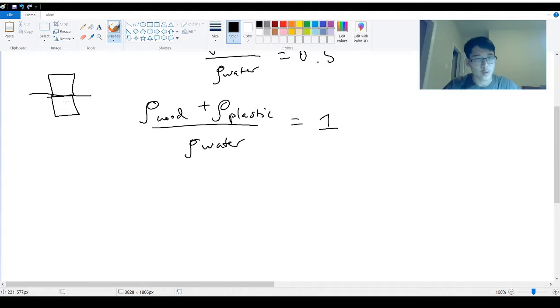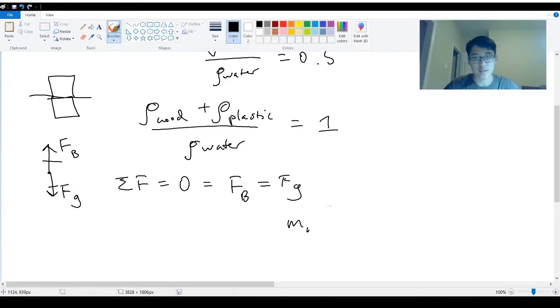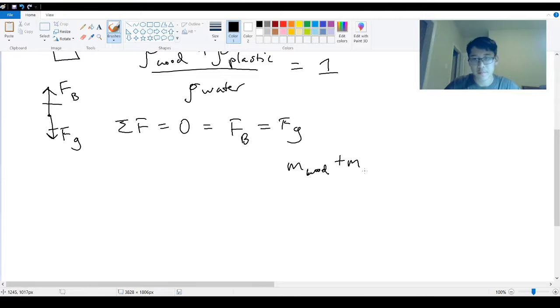Basically in this two-block system, we know from the force diagram that the force of buoyancy going up has to match the force of gravity going down. So what is the force of gravity? It's the mass of the wooden block plus the mass of the plastic block, times g, and that's equal to the force of buoyancy.